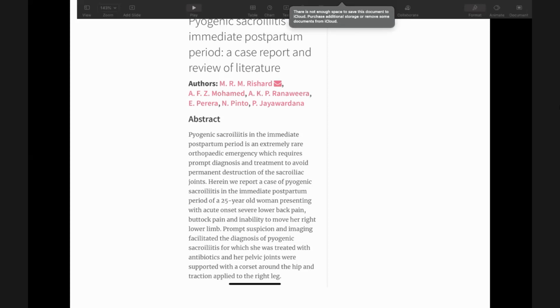So I told you about one postpartum condition, which is very, very rare. These were presented as research articles because they were very rare.